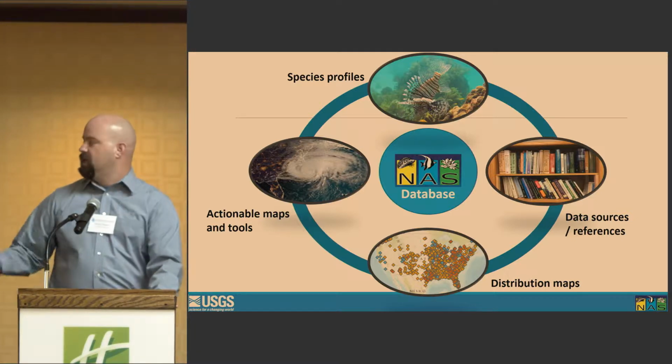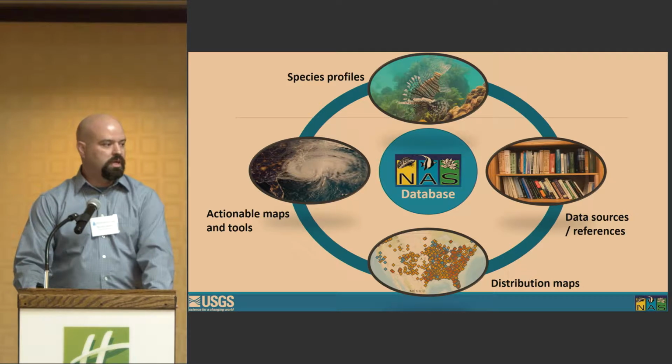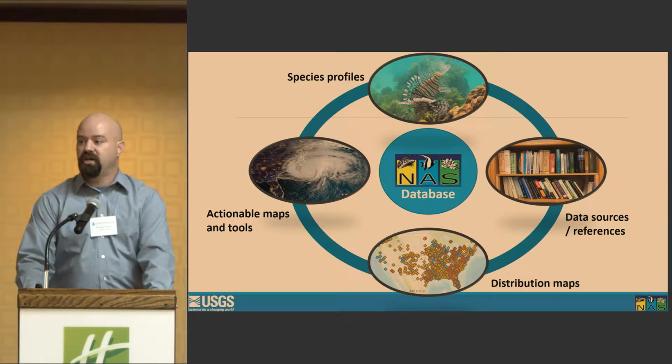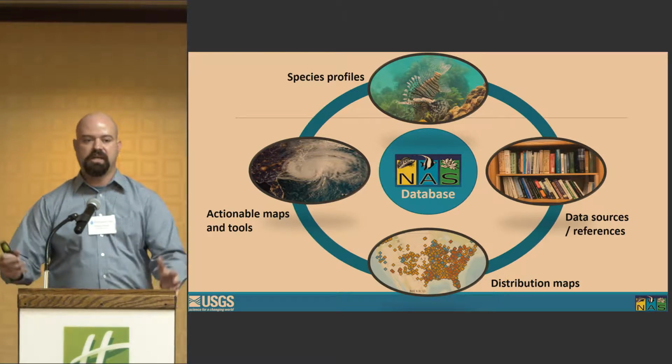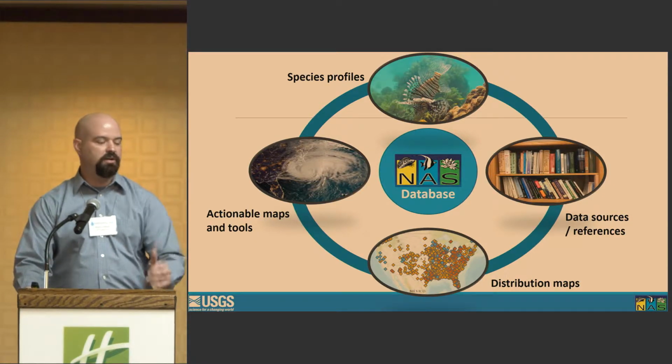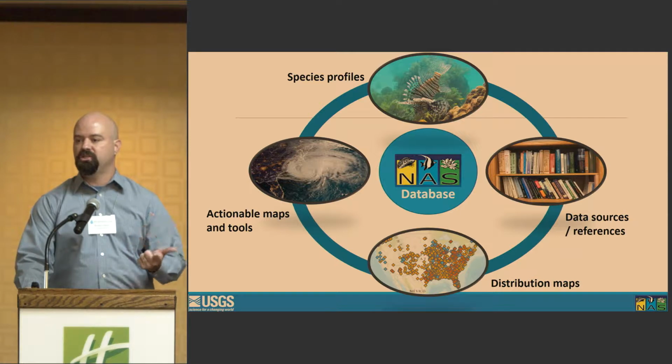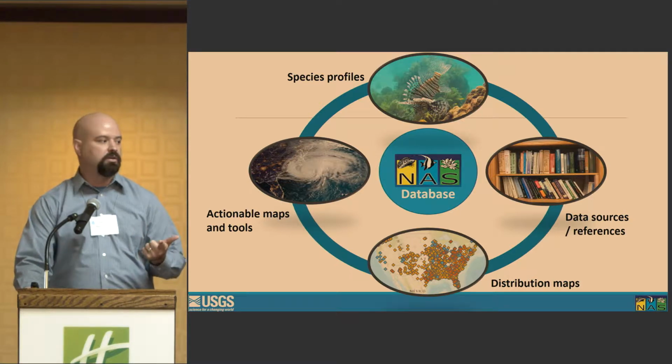We're also data source and references. We scour the literature. We spend a lot of time going through integrating all the types of new information, the new research that's going on across the U.S. We're also species profiles. We spend a lot of time looking and updating information on all these species, how to identify them, what are their ecological needs, thinking about habitat and food and reproduction. We have a new section that we're expanding, which are impacts, which I'm going to talk about a little later.